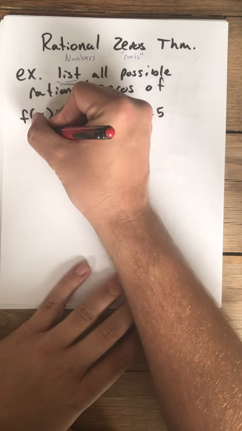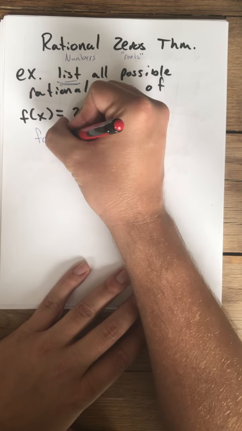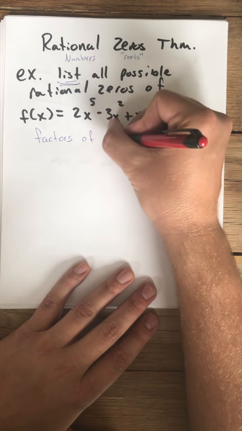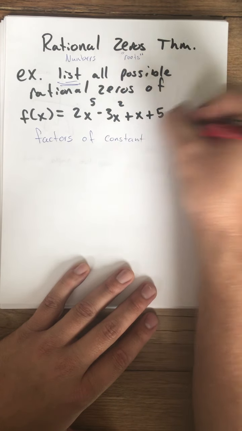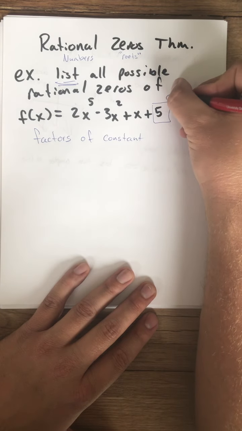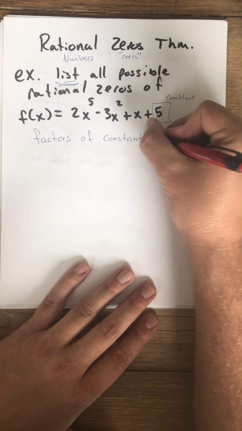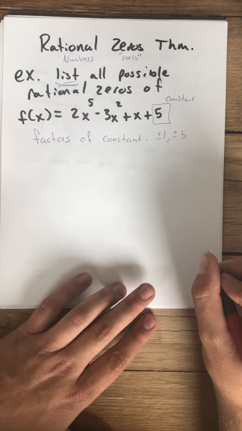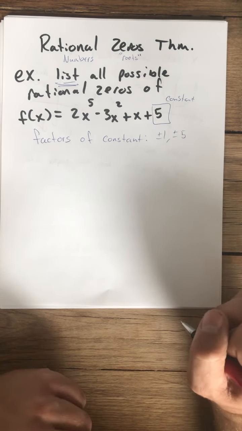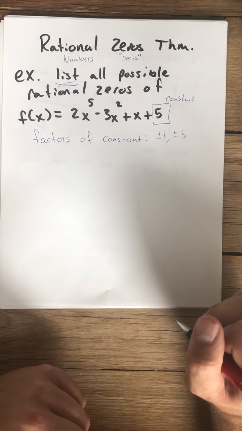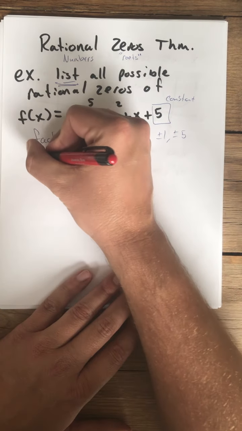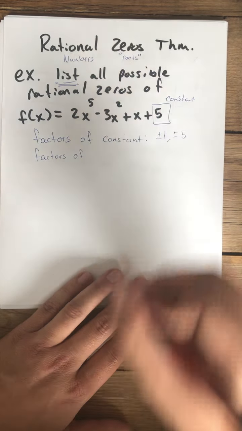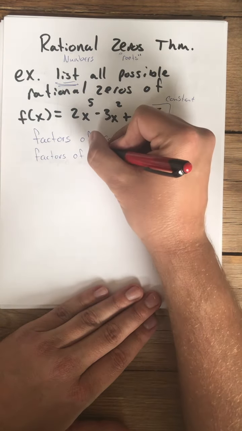So what we do is we take the factors of the constant. So this is the constant. And you include the number itself, and you always include 1. So 5 is prime, so the only factors are plus or minus 1 and plus or minus 5.